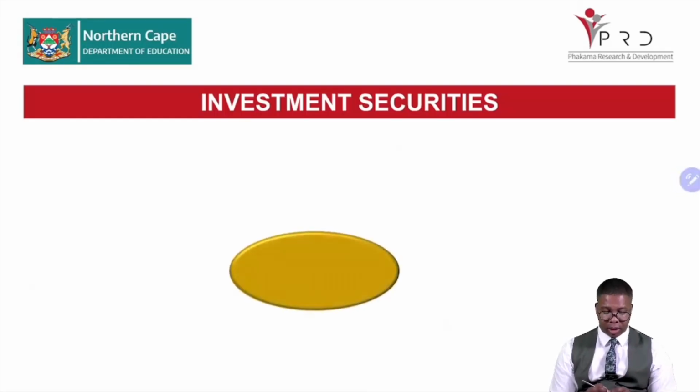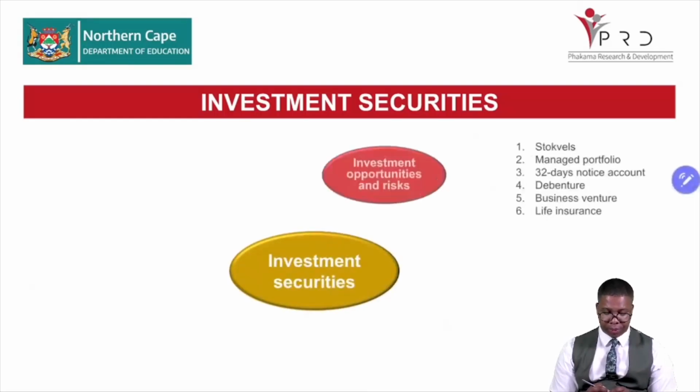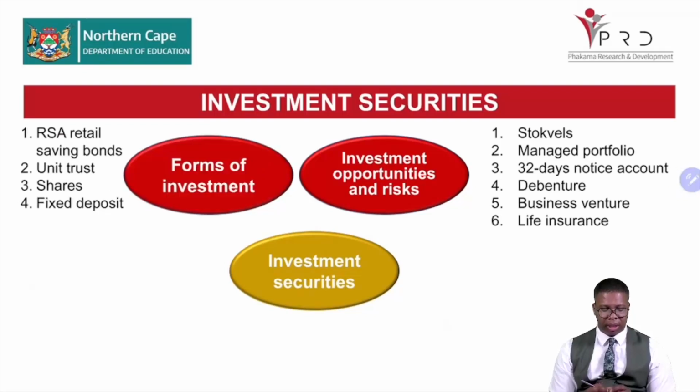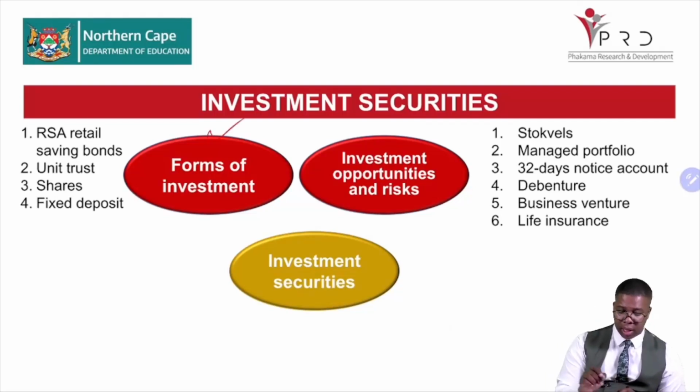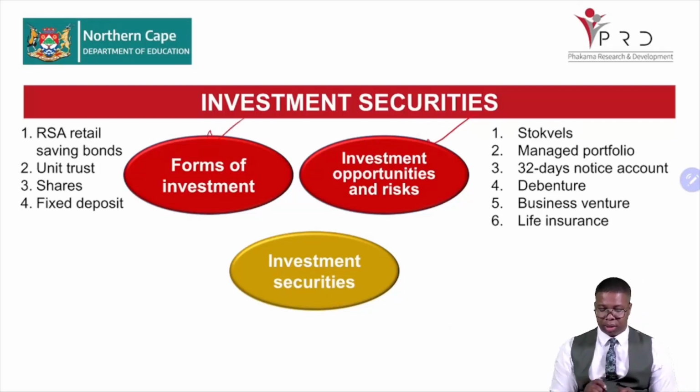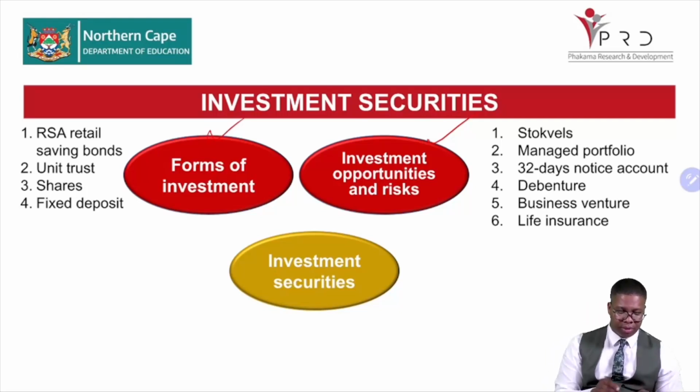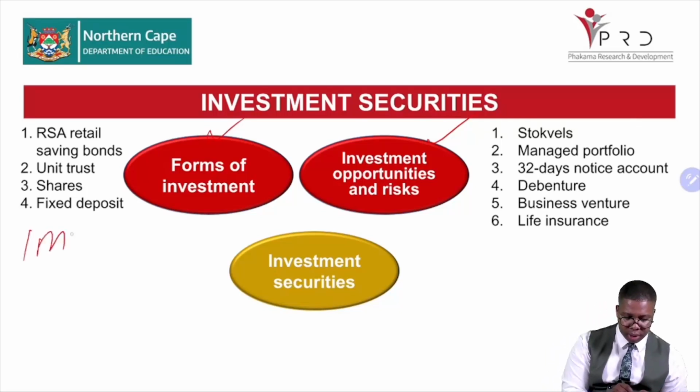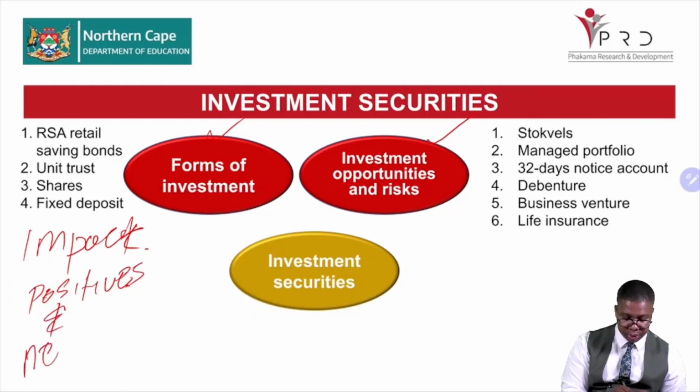Then let us look into the first aspect. The first aspect there is to understand the two, because these two can cause confusion. We have forms of investment this side, and we also have investment opportunities this side. So forms of investment will be assessed using the impact, to say evaluate the impact. And when we say evaluate the impact, we are looking into the positives and negatives.